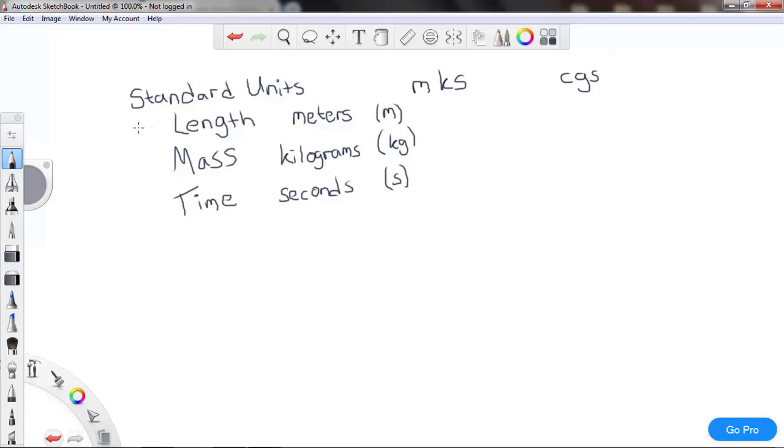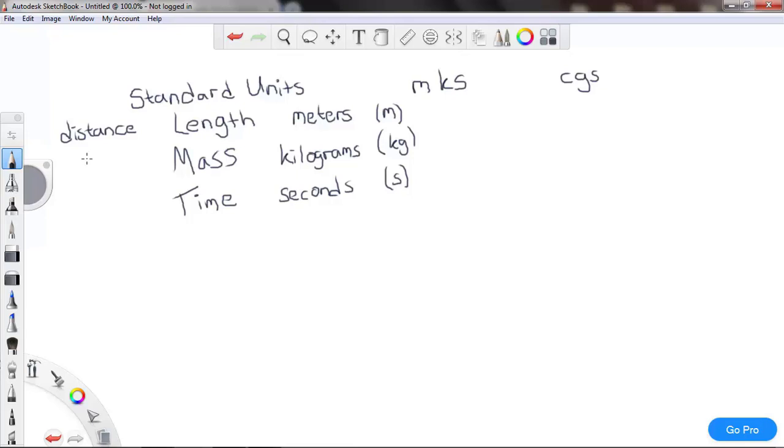So length, we all know, is defined as distance. We are all familiar with length. When someone asks you, how long was your walk? You know that they're talking about the distance that you walked. Or when someone asks you, how long is that piece of string? You know that you're going to be measuring a length.